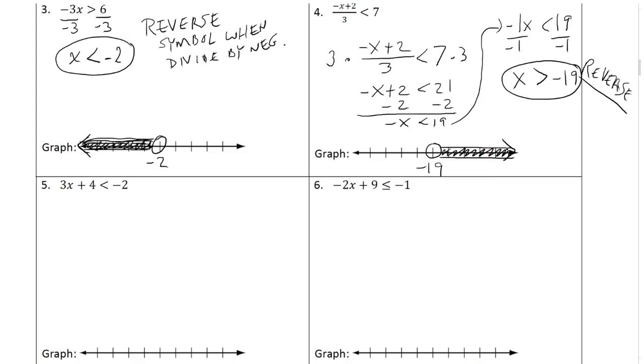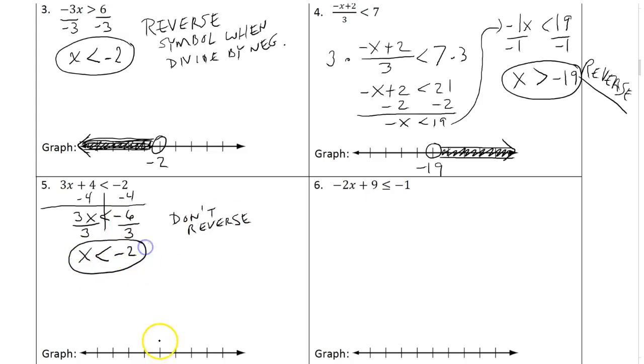Now that you have tried it, check your work. In example 5, we begin by subtracting 4 from both sides of the inequality. This gives us 3x is less than -6. Now we divide both sides by a +3. Since we are dividing by a positive, the inequality symbol does not reverse. This gives us x is less than -2. Draw a hollow circle at -2 and color in all the numbers to the left of -2. The solution is all numbers less than -2.